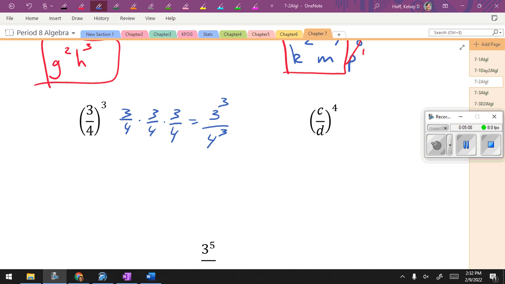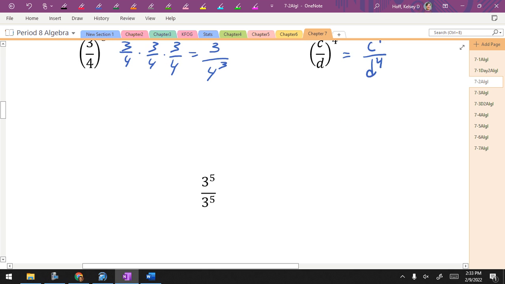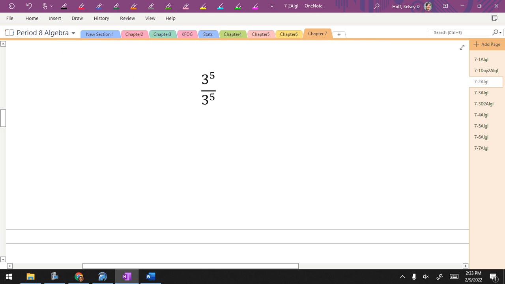Okay, so C divided by D to the fourth really could be rewritten as... Wait, is that our final answer? Yeah, for right now, that's what we're going to talk about. So C divided by D to the fourth would end up being C to the fourth divided by D to the fourth. That's it? Yep.